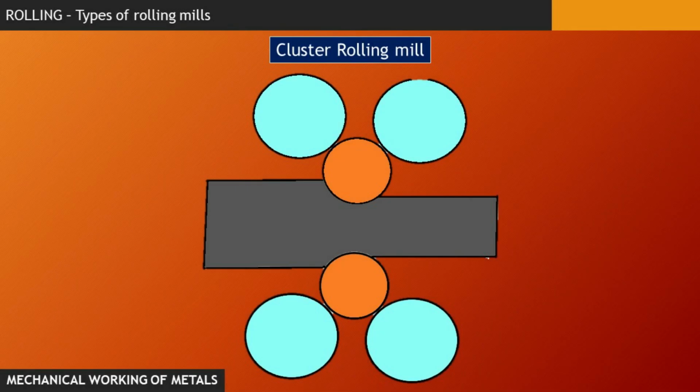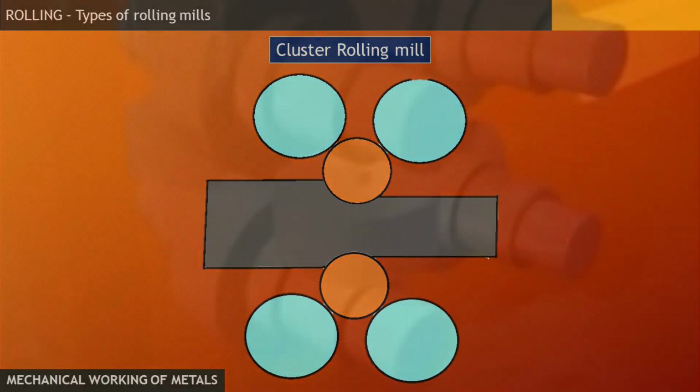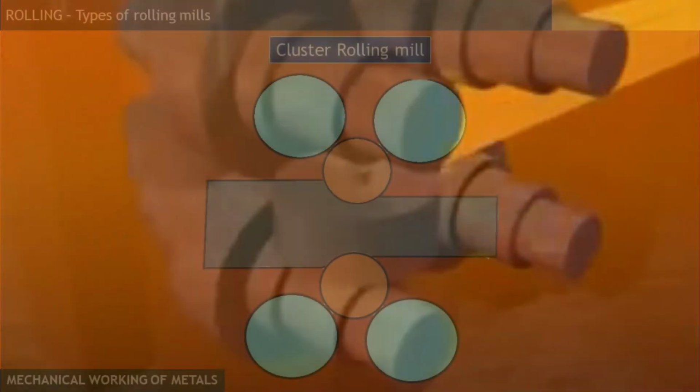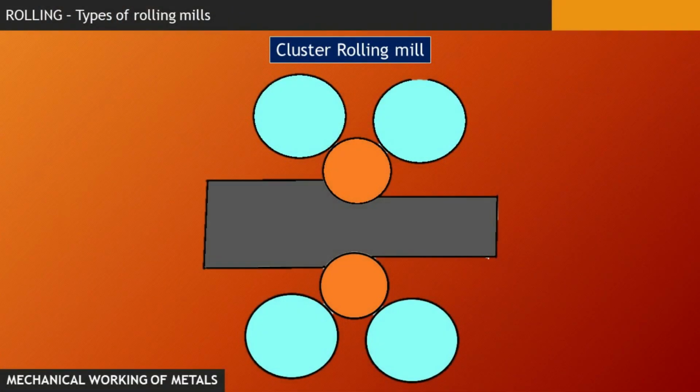And next we have the cluster rolling mill. A cluster rolling mill is just an advanced version of the backup rolling mill or a 4-high rolling mill. Here, a number of backup rollers are employed to further reduce the force and power that is being imparted on the actual rolls. And here also the backup rolls are not driven by any external power. They are driven by the smaller rolls themselves.